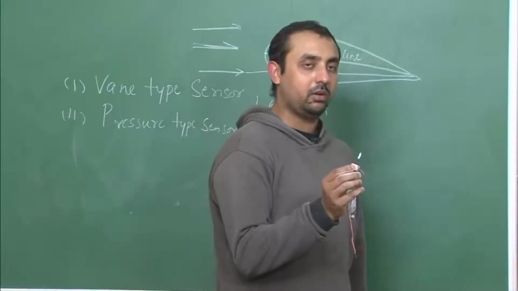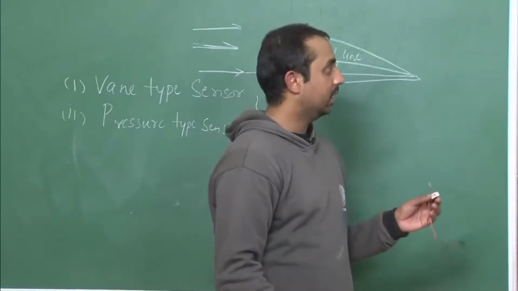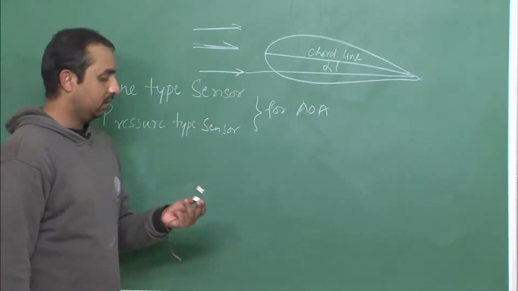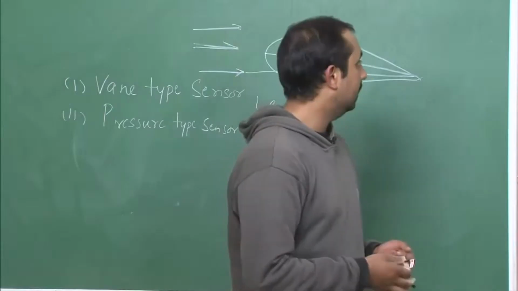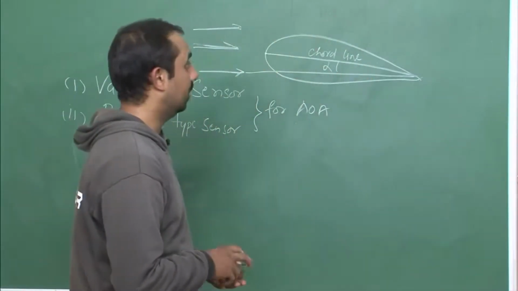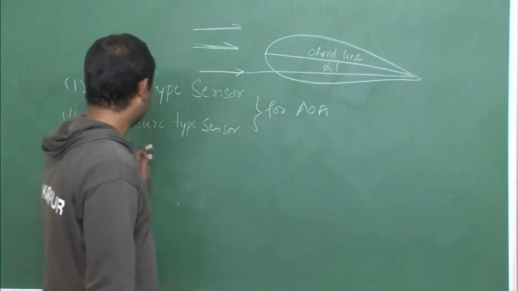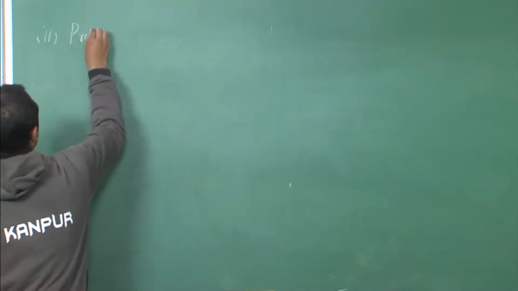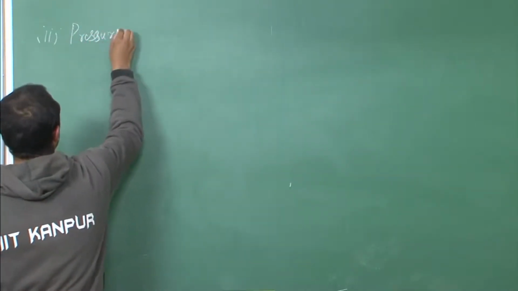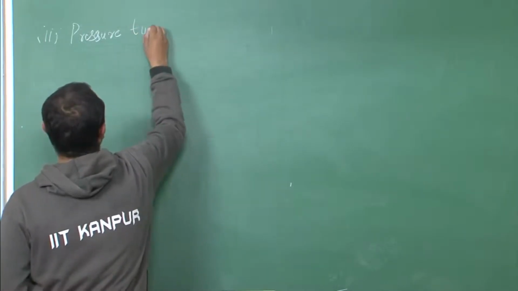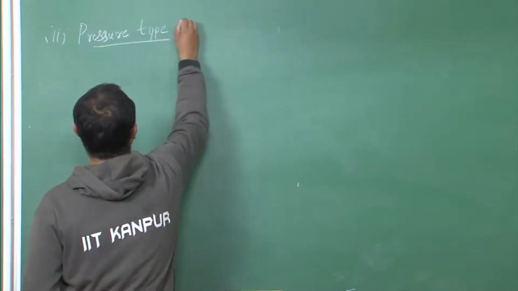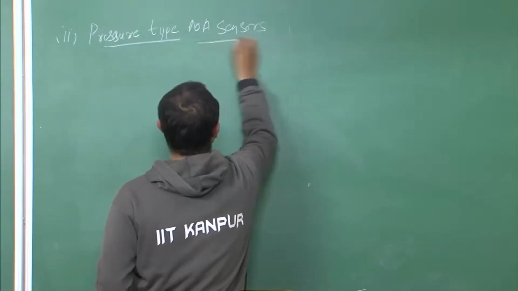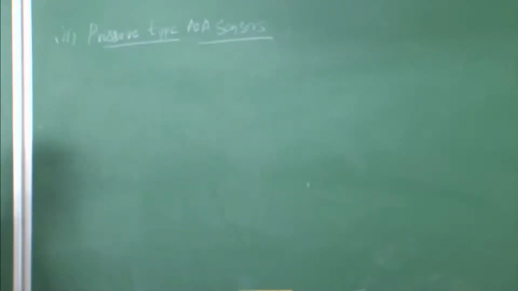Now the second type of angle of attack sensors are pressure type sensors. Now what are pressure type sensors? Pressure type sensors. Now pressure type angle of attack sensors involve an airfoil section blade, and the holes are mounted at the leading edge symmetrically below and above that particular surface.